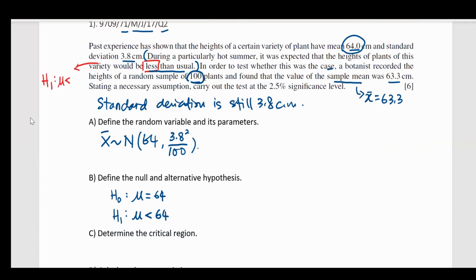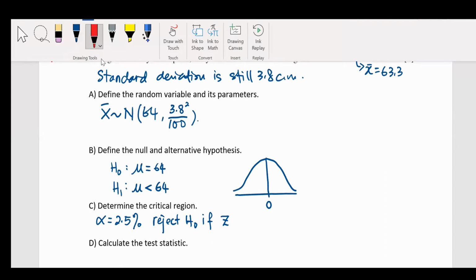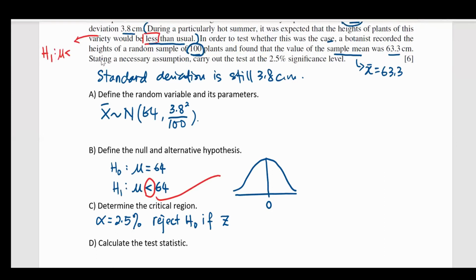Now we have to determine the critical region, and to get that, we must have the significance level given. In this case, it is given to be 2.5%. So I will reject H0 if the z-score... So what is the value of the z-score? Let's see the bell-shaped curve. Since this is less than, it has to be on the left side. This smaller region, which is the probability, equals 0.025. And what are we going to get? The corresponding z-score to give you the probability 0.025.